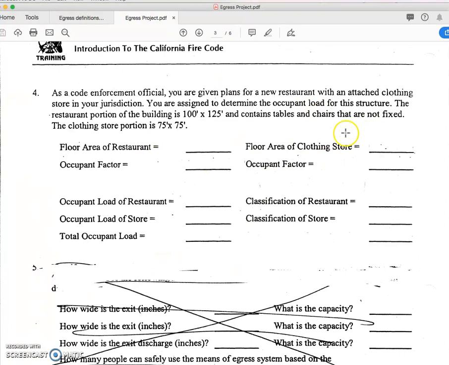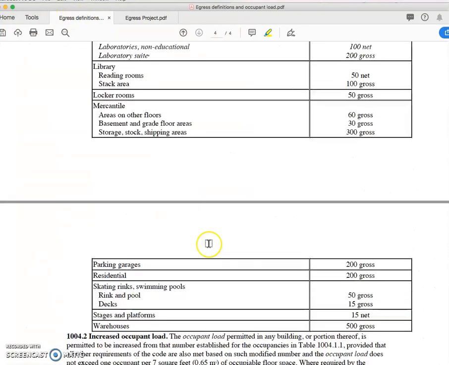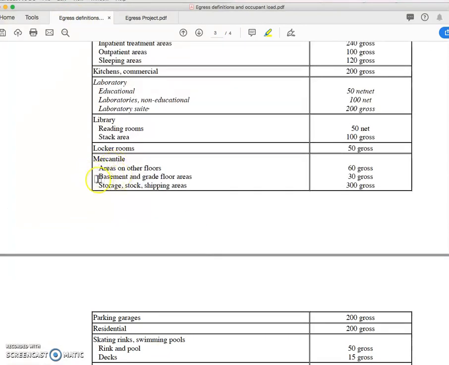Oh, by the way, on this one, floor area of the clothing store is mercantile. And this was a little confusing. The grade basement and grade floor area is the number you should use. Grade means bottom floor or main floor. So if it's not a multi-story building, which it doesn't tell us that it is, we would use this number, 30 gross. If there was a second floor and a store on the second floor, then we'd use 60 gross.